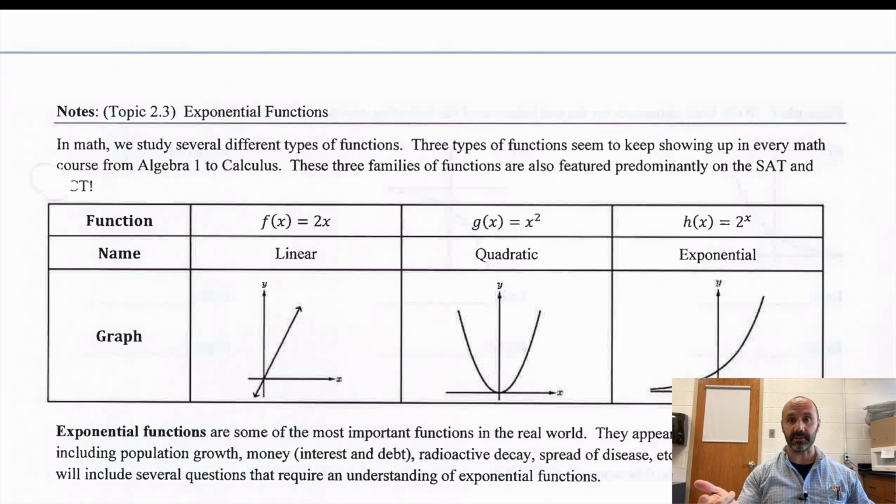Even in AP Physics C, at least, we do see exponential functions when it comes to topics like drag and a few other areas. So it's good to be familiar with it, and there are other applications as well. And you see what they look like, right? Linear is where it's a direct relationship with x, quadratic, x squared, and exponential is when x is in the exponent of some base, right?